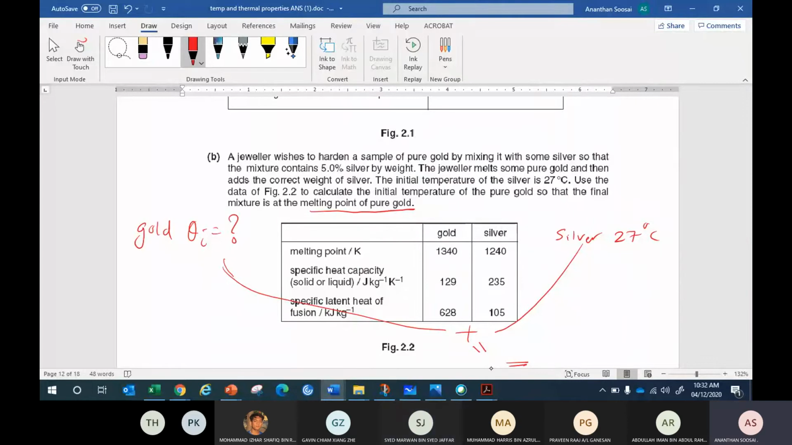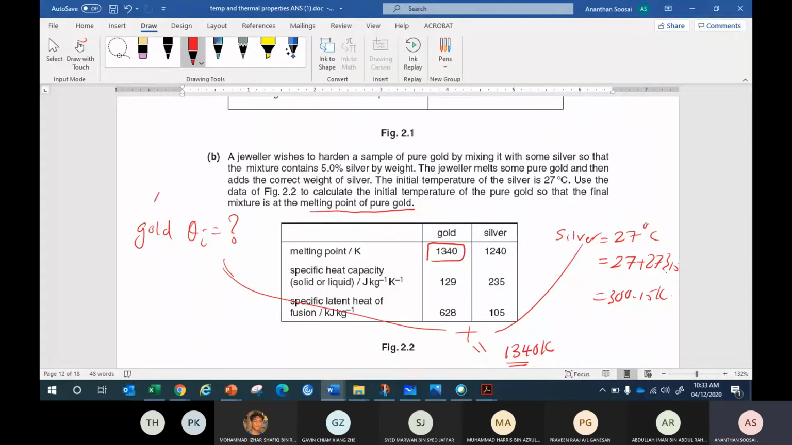In this list, the melting point of the gold is 1340. Yes. So they're asking the initial temperature, final temperature is 1340 Kelvin. Silver is 27 degrees Celsius. You have to convert to Kelvin. So plus 273.15. So it's 300.15 Kelvin.